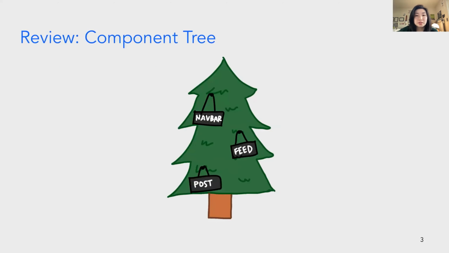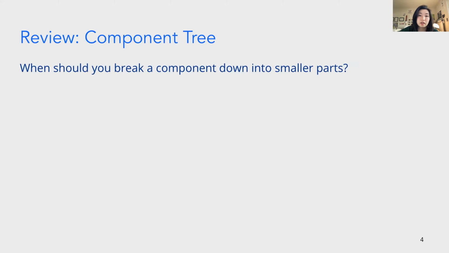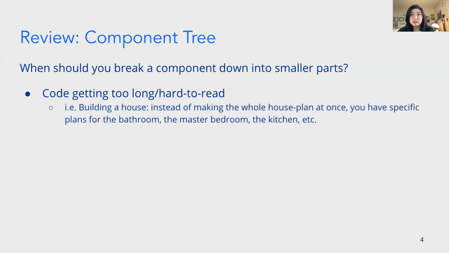First, let's review what a component tree is and why we use it. A component tree is basically just an abstraction that represents the hierarchy of components within, in our case, a web application. This is useful when the code is getting too long or hard to read. You can think of it like building a house: you wouldn't want to build the entire house all at once. You would want specific plans for different rooms: bathroom, master bedroom, kitchen, etc.